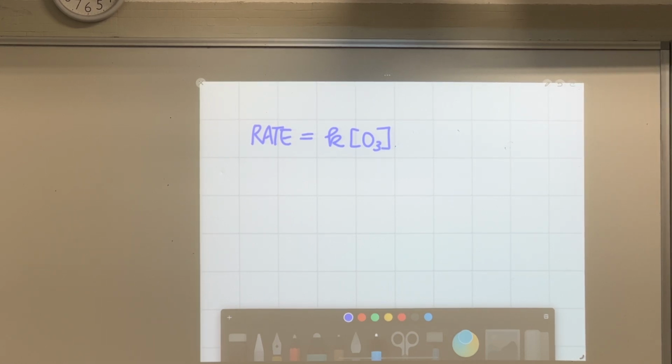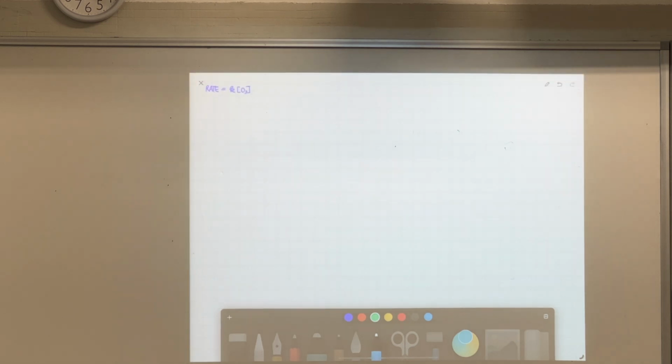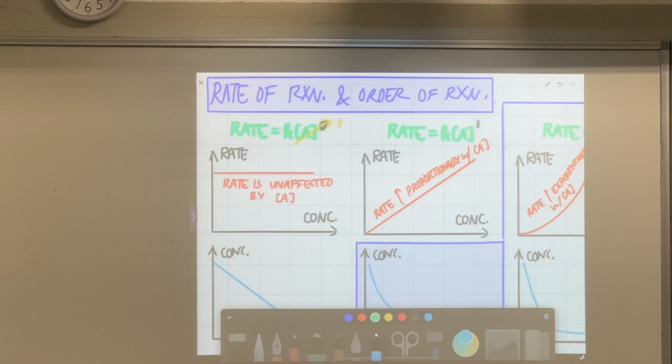But what is the order with respect to ozone? Explain your answer. So how do we explain the answer? Can you see that if you are to find the concentration of ozone, what do you have in this table? Do you see concentration and rate? That means you can plot a concentration-rate graph or rate-concentration graph, right?